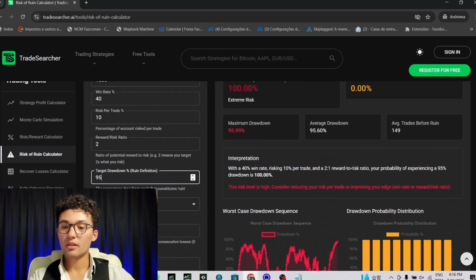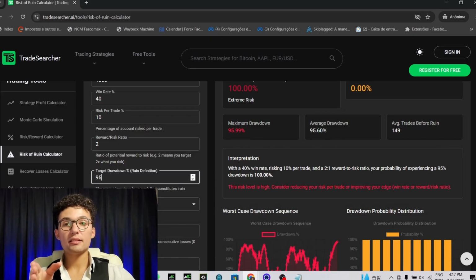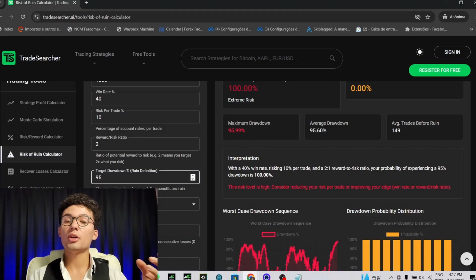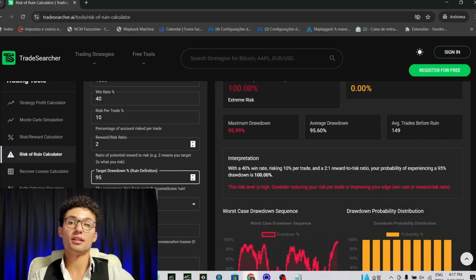Target drawdown. Target drawdown is basically the ruin definition, it's written here. What does it mean? It means what you set until you can consider how much you lose that you can consider it ruined your account. So for example, I'll set here 95%. So it means that if I lose 95% of my account, I ruined my account. I don't need to put 100 because imagine you have $10,000 and you lose 9,500. You have just 500. Your account is blown.